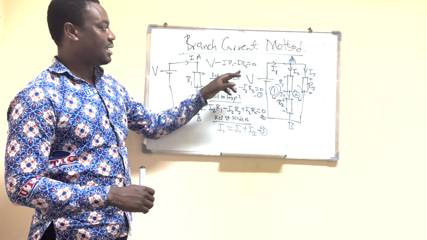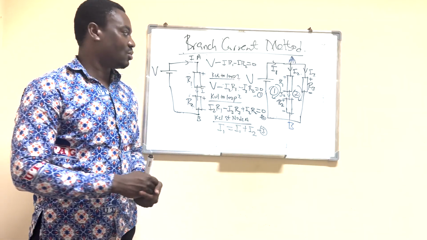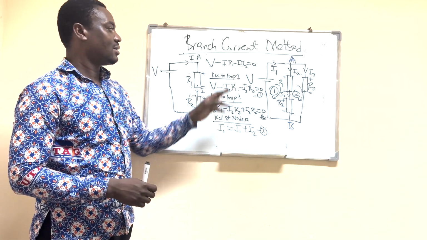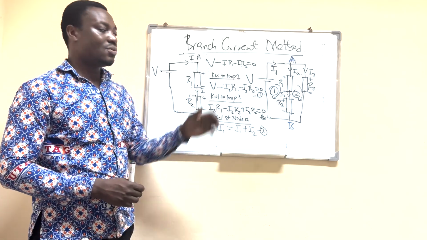So as you can see here, we can apply Kirchhoff's voltage law. Then what do we get? We get V minus I times R1.